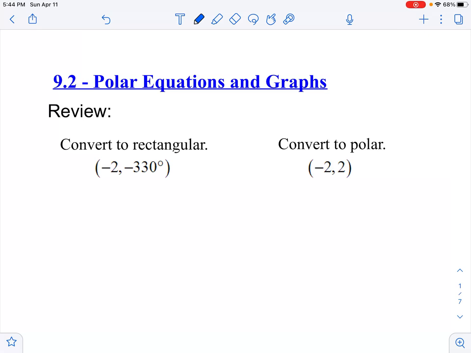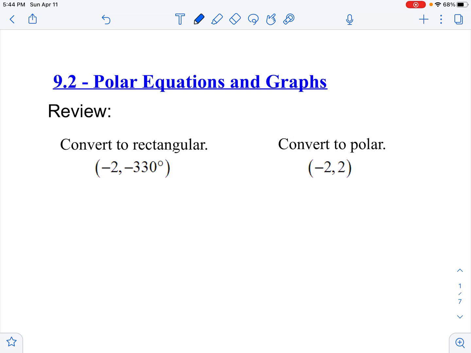Today we're going to take a look at section 9.2, which is polar equations and their graphs. So first thing we're going to do is a little bit of review from section 9.1. All right, so the first one we are going to convert to rectangular coordinates.